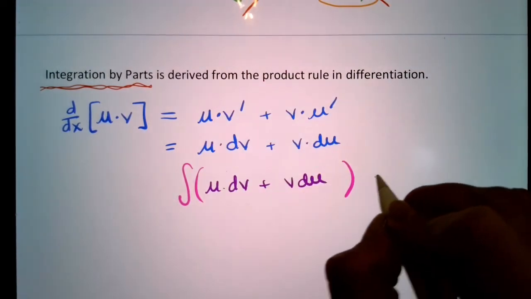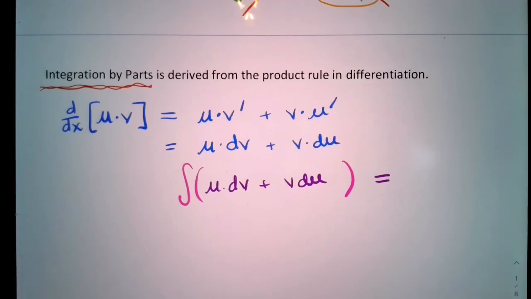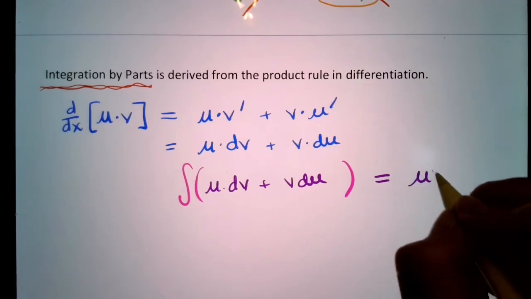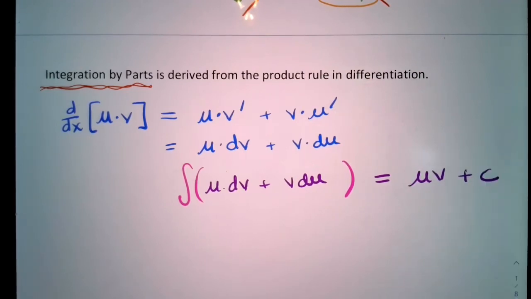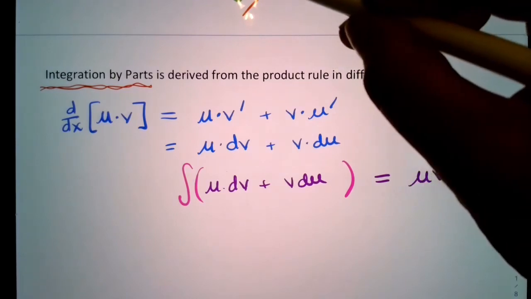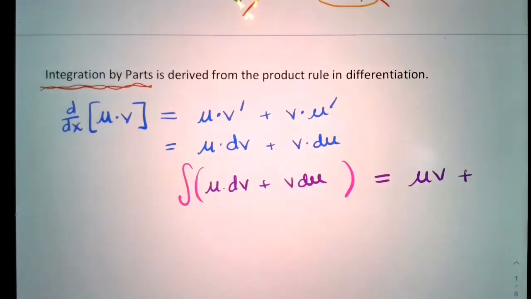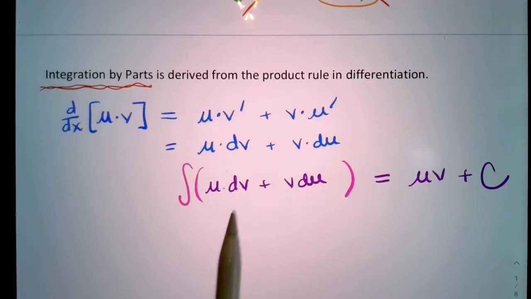This should equal, no joke here, u times v. Of course, a constant of integration would come into play there as well. Let me just make that capitalized. So you know that if you integrate your derivative, you would get the original function back. So we're just playing around with this idea.